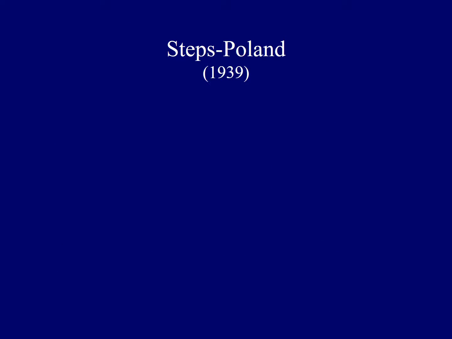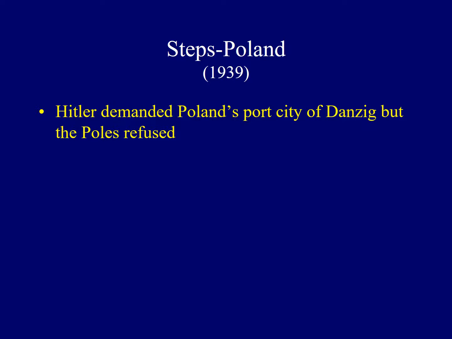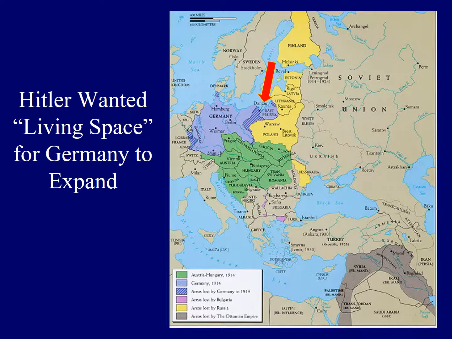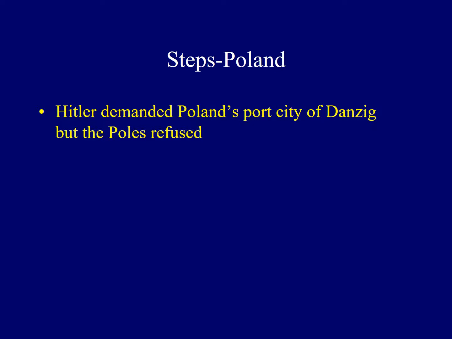Within months of that Munich Conference, Hitler violated his pledge and demanded Poland's port city of Danzig should be returned to Germany. The arrow here is pointing to the city of Danzig. It initially had been part of Germany, but as a result of Germany's loss in the First World War, it had been stripped from them and given to Poland. The government in Poland refused.